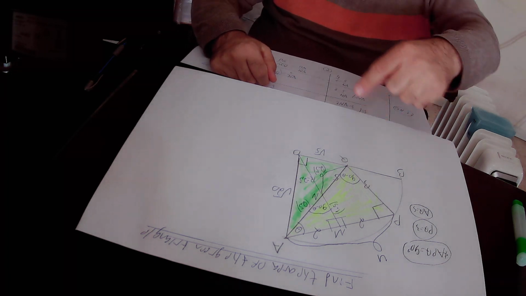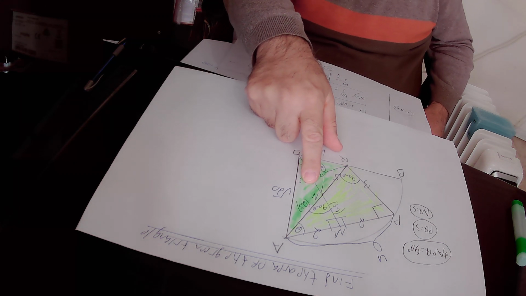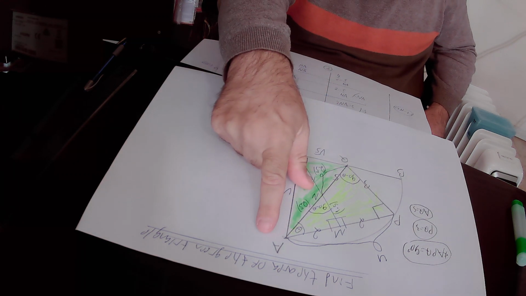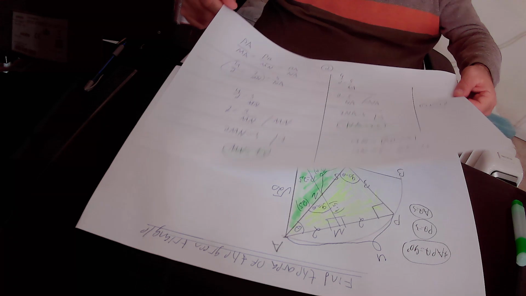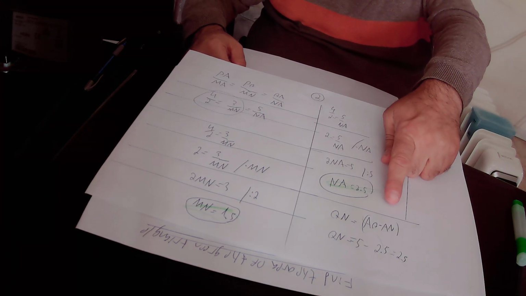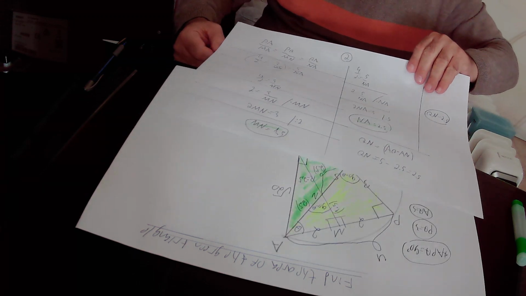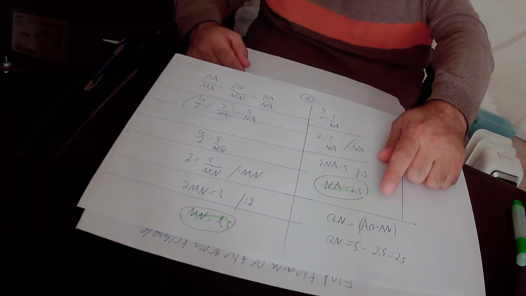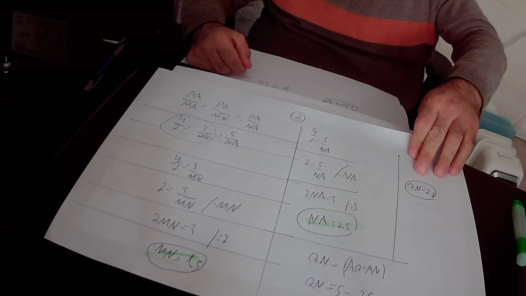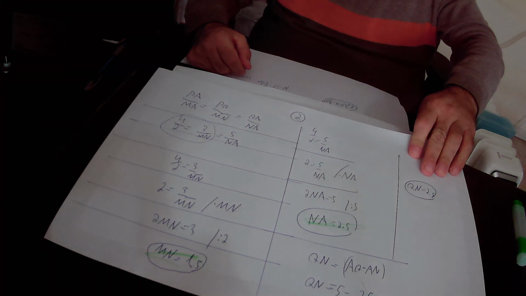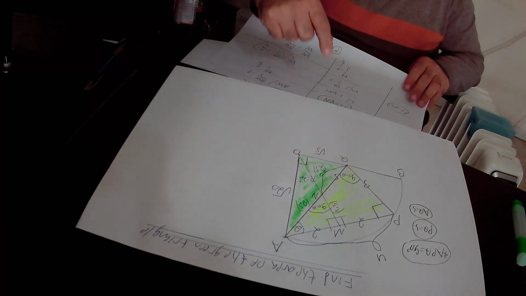What is the length of line segment NQ? From the drawing it is very easy to see that NQ equals AQ minus AN. I'll repeat again: NQ equals AQ minus AN. So NQ equals AQ, that is 5, minus NA, that is 2.5. So NQ equals 5 minus 2.5, that is 2.5. In conclusion, the length of line segment QN is 2.5 units.